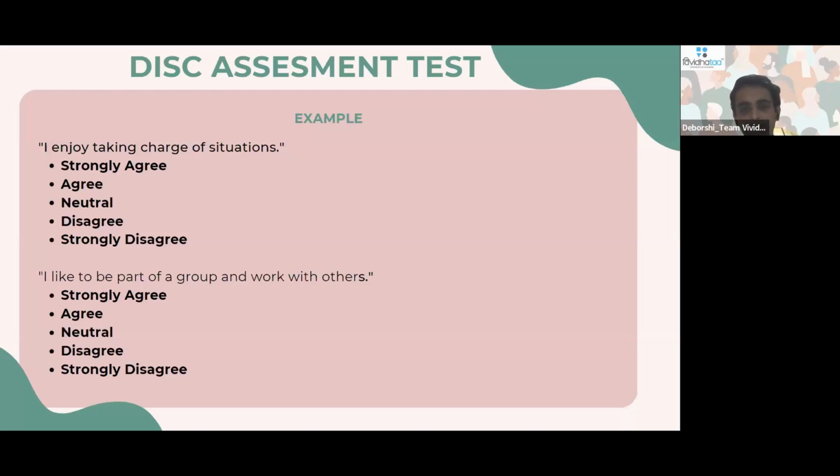And the second statement is, I like to be a part of a group and work with others. So the 5 options are strongly agree, second is agree, third is neutral, fourth is disagree, and fifth is strongly disagree. I'm giving you 10 seconds to answer. What should be your choice? Okay, agree. So if you mark the option strongly agree or agree, it will reflect that you are a kind of team player.